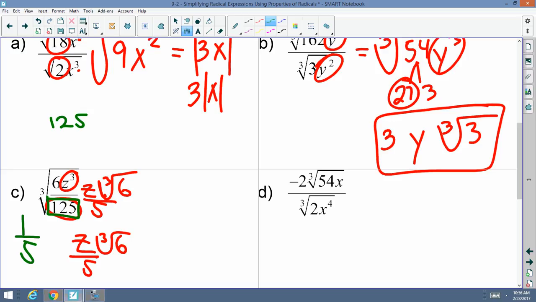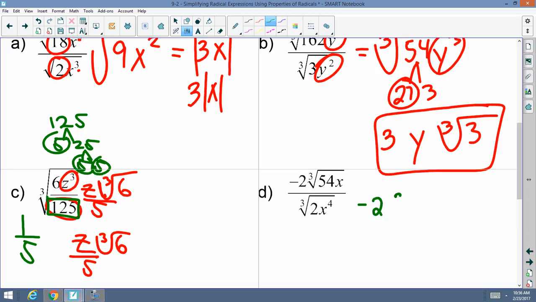125, my brother, breaks up into 5 times 25. And then 5 and 5. So 3 5s come out as a 5. There's no 2. Thank you for caring. And then last but not least, I've got here negative 2.